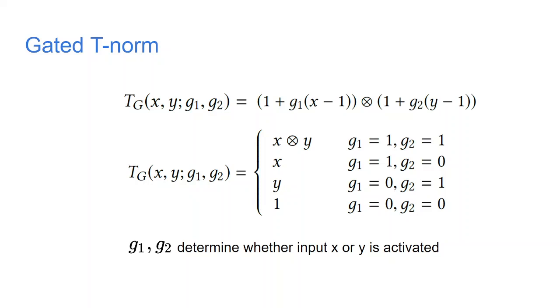When G2 is 0, input Y is ignored. So G1 and G2 are gates, which determine whether input X or Y is activated, and they are learnable parameters between 0 and 1. We also have a parallel construction for gated T-conorms, which can be found in our paper.